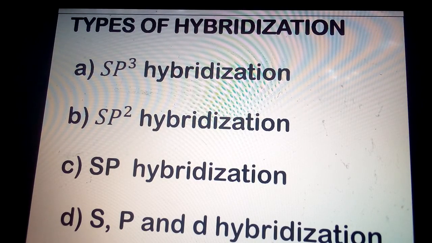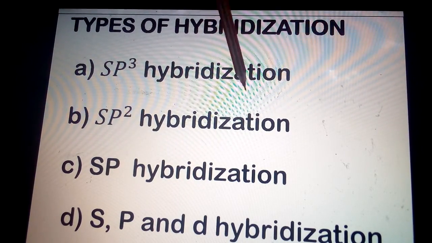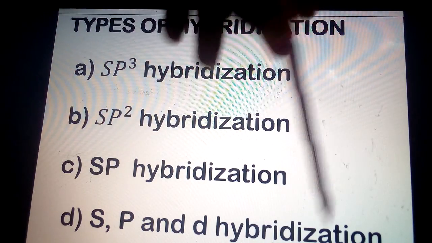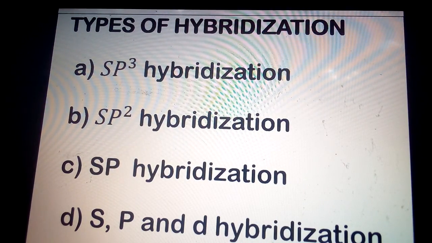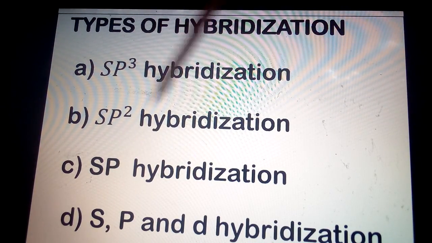Depending on the number of orbitals mixed, there are categories of hybridization. We have sp3 hybridization, sp2 hybridization, sp hybridization, and sp3d hybridization. These are types of hybridization, depending on the number of orbitals that are mixed. If you are told to mention the types of hybridization, you mention these. But sp3, sp2, and sp are the very common hybridizations.